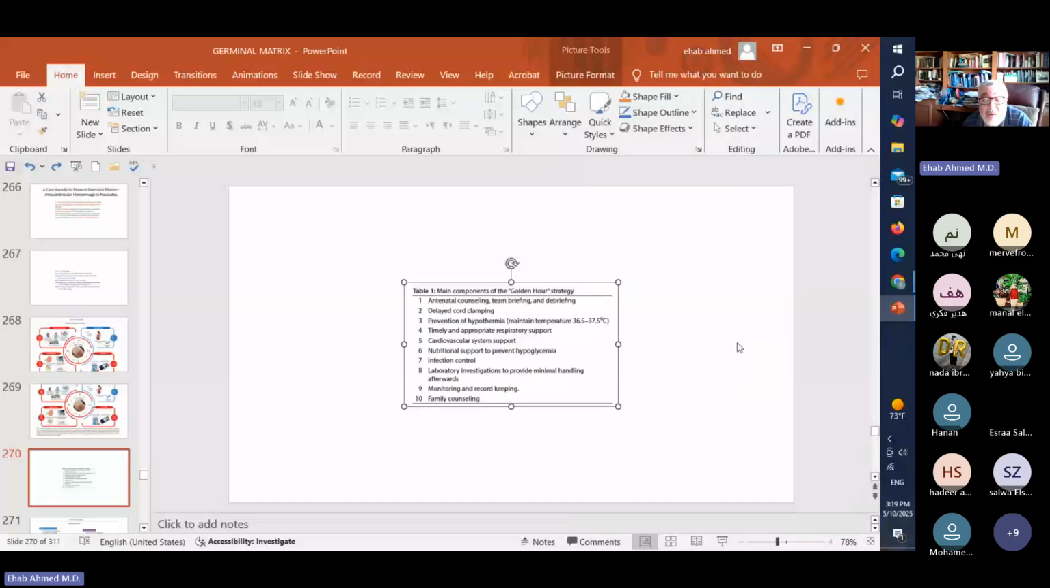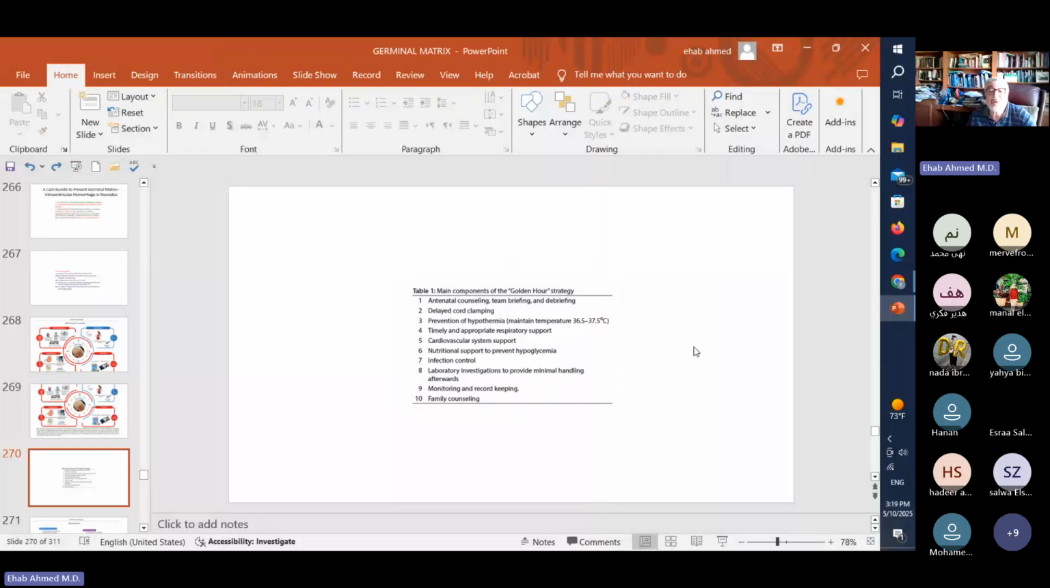So: antenatal counseling team, delayed cord clamping, prevention of hypothermia, timely and appropriate respiratory support, cardiovascular system support, nutritional support, infection control, laboratory investigations, monitoring and record keeping, family counseling. This is what they call the golden hour, which is the first hour of life.